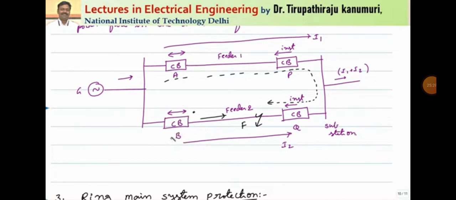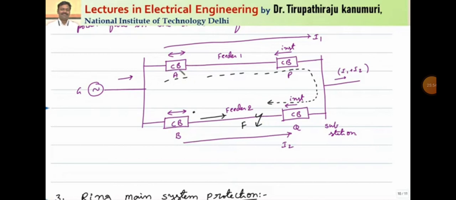Only if feeder B fails to operate, and feeder A is continuously supplying for more time, then only will it operate. Otherwise only feeder B will operate. I am repeating once again, if the fault happens at this point, the distance from B to the fault is less than the distance with respect to A. So that's why only the circuit breaker at B will operate. Getting this one? So now coming to this one.